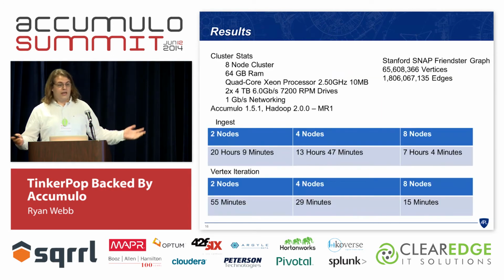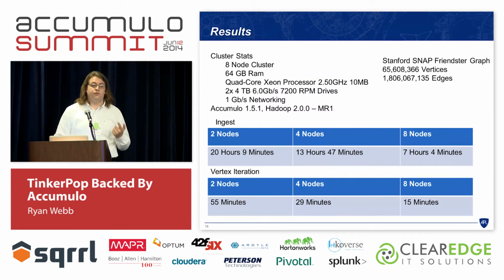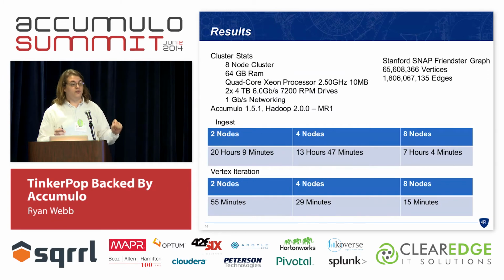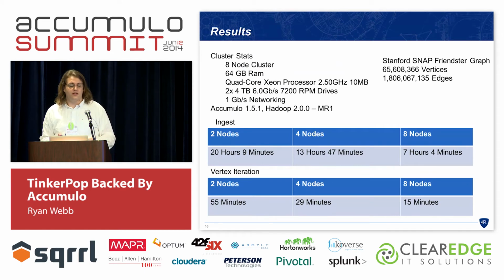So some results. We had an 8-node cluster, 64 gigs of RAM, quad-core processor, two 4-terabyte drives, 1 gigabit networking, with Accumulo 1.5.1 and Hadoop 2 running MapReduce 1. Note, we just set up Accumulo. We didn't care about the configuration, so the configuration's really terrible for the amount of RAM we have. We're nowhere near using all that RAM. So these numbers would scale appropriately. And then the data set we're using is the Friendster SNAP graph, which is 65 million vertices, 1.8 billion edges, no property data.